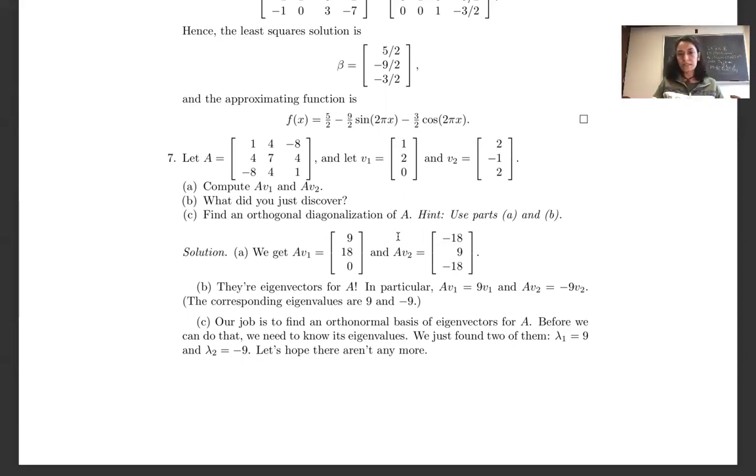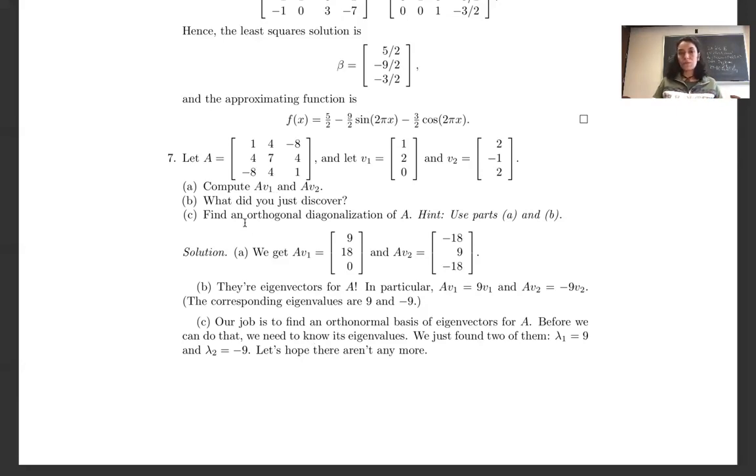So you will see that AV1, look at this vector and V1. If you multiply this V1 by 9, you will get this. So AV1 will be equivalent to 9 times V1. So here you can say, well, then 9 will be the eigenvalue for my matrix A, and actually V1 will be the corresponding eigenvector. And similarly for AV2, AV2 is this, and if you multiply V2 by -9, you will get this vector. So which means that AV2 is equivalent to -9 V2. So -9 will be an eigenvalue and V2 will be the corresponding eigenvector. Okay, so this already answers the first two parts.